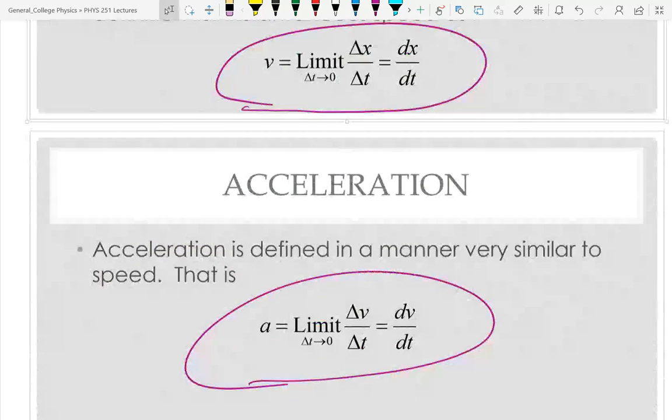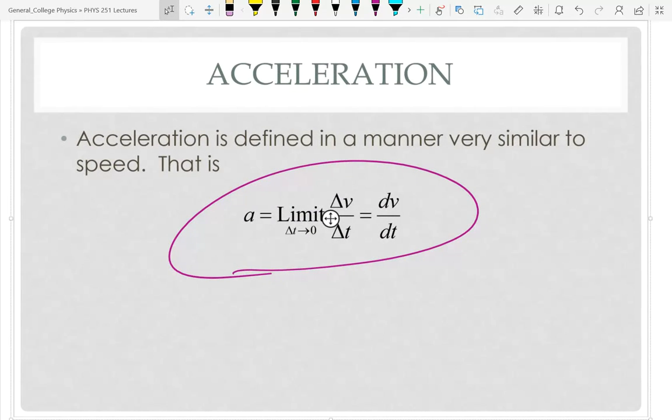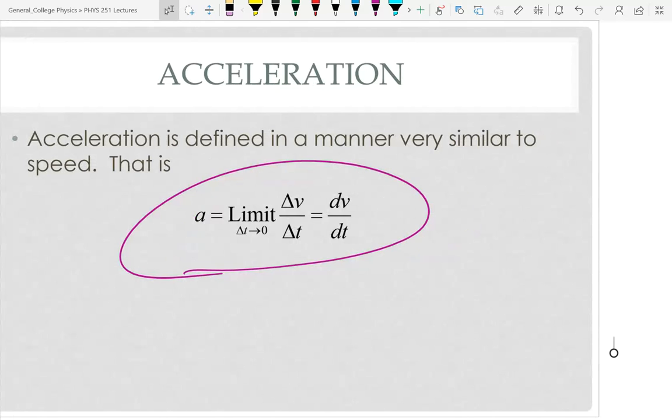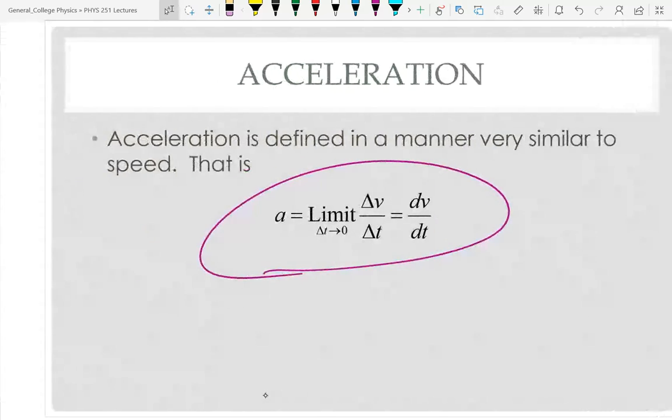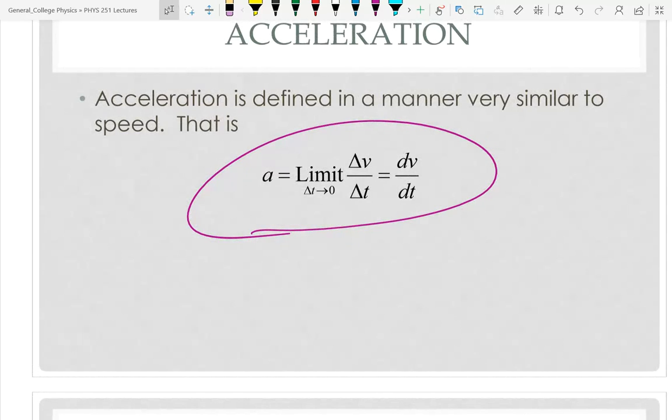And so then likewise, acceleration is the limit as delta t approaches 0 of the change in velocity over the change in time. So in usage, you had homework problems that used one or both of these equations. What did you do in those homework problems?